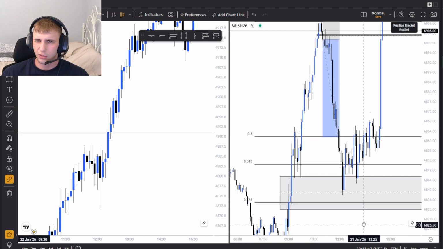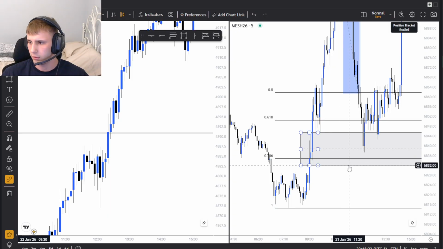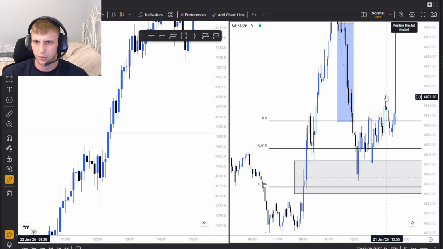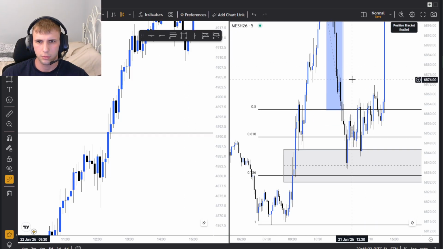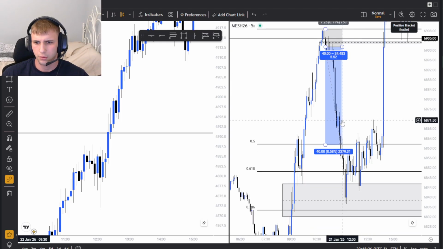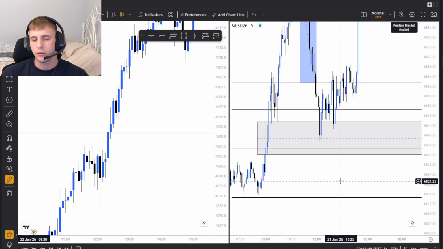I did not trade this day, I don't believe. I don't even know. No, this was yesterday. I did trade this day. Yeah. Surprised I didn't use equilibrium. I don't even remember this trade. Because this is at 12, because I took longs. That's why. Okay, cool.